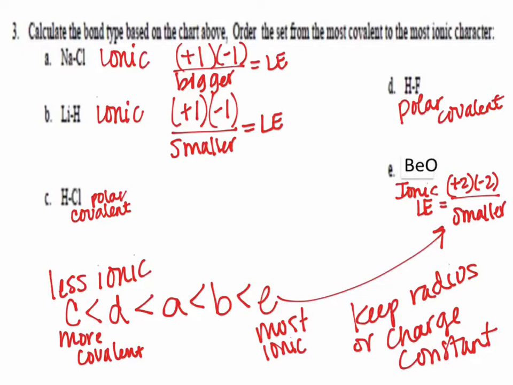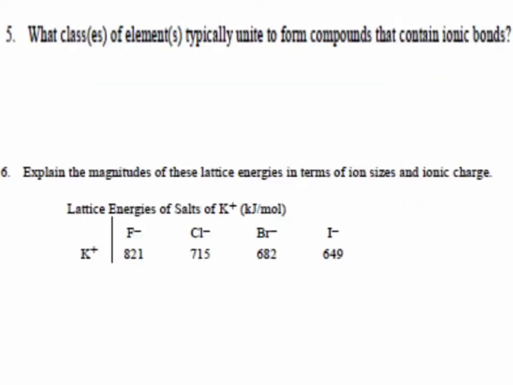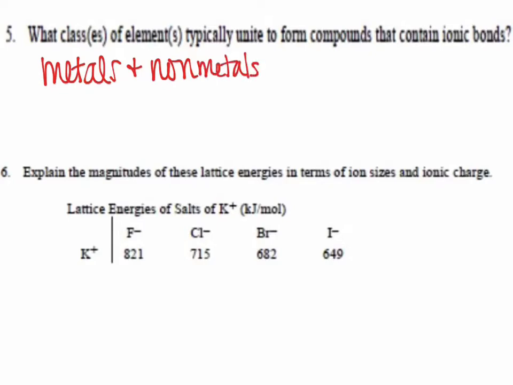Okay. So lastly, number 5, what classes of elements typically unite to form compounds that contain ionic bonds? Metals and nonmetals. What else are there? Not metalloids, metals and nonmetals. What would we say about NaNO3? What is that? Metal and a polyatomic ion.